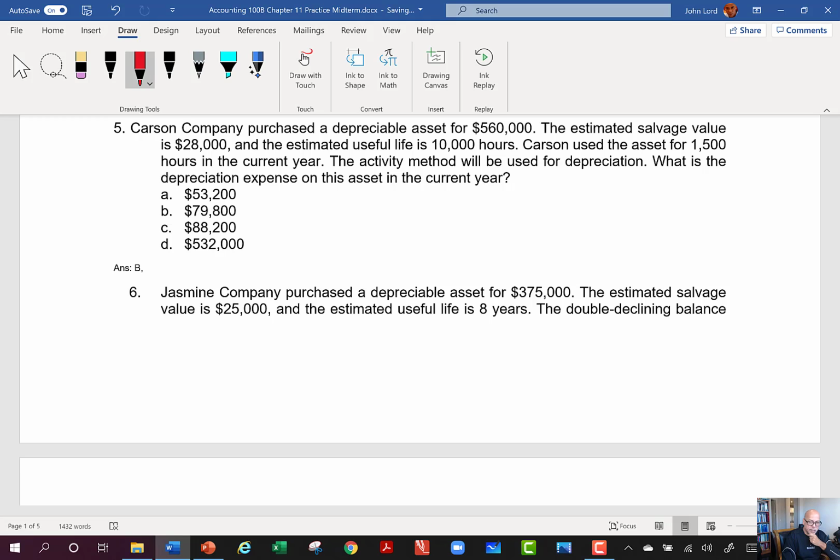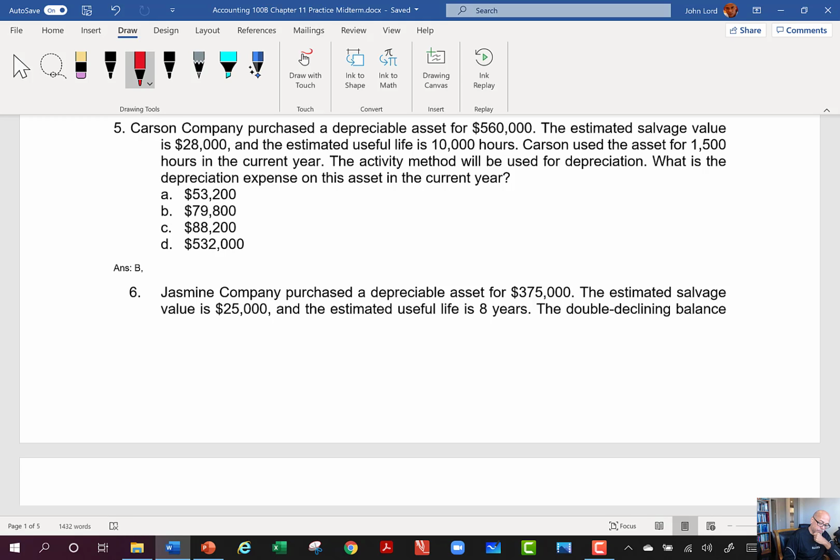Purchased a depreciable asset for $560,000. The estimated salvage value is $28,000. Estimated useful life is 10,000 hours. Carson used the asset for 1,500 hours in the current year. The activity method will be used.